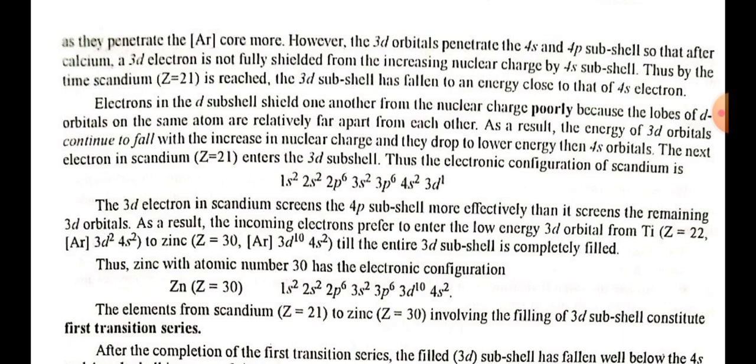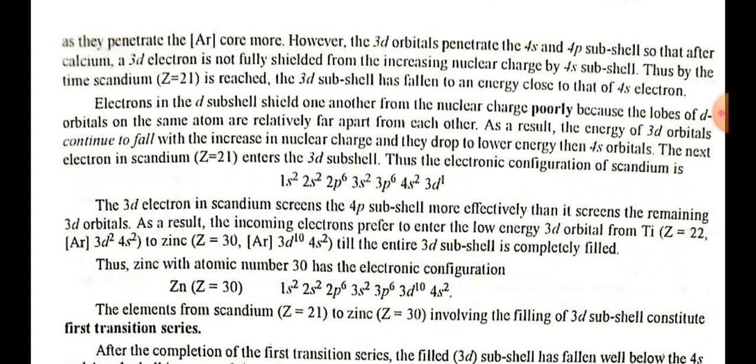As they penetrate the argon core more. However, the 3d orbitals penetrate less than 4s and 4p, so that after calcium, a 3d electron is not fully shielded from the increasing nuclear charge by the 4s subshell. Thus, by the time scandium is reached, the 3d subshell has fallen to an energy close to that of 4s. Electrons in the d subshell shield one another from the nuclear charge poorly because the lobes of d orbitals on the same atom are relatively far apart from each other. As a result, the energy of 3d orbitals continues to fall with the increase in nuclear charge, and they drop to lower energy than 4s. The next electron in scandium enters the 3d subshell.